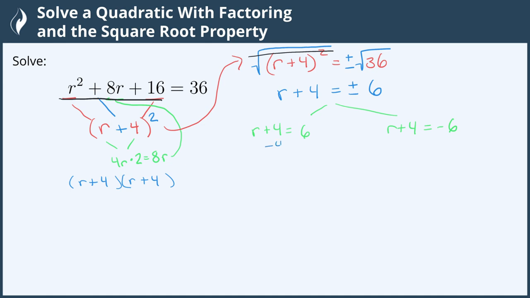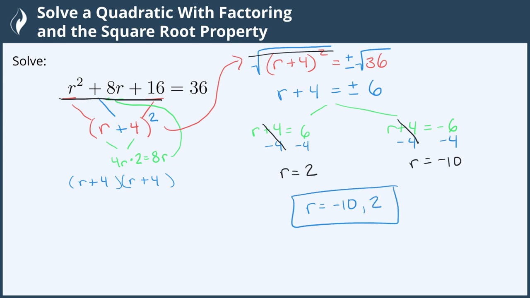To do that, we'll subtract 4 from both sides on both equations to isolate the r. On the left sides of the equation, the 4's will cancel, and we are left with r equals 6 minus 4 is 2, and r equals negative 6 minus 4 is negative 10. And then I can list these in ascending order, so r equals, the smallest one first is negative 10, comma 2, and we have our two solutions to our quadratic equation here by using the square root property, and we're all done.